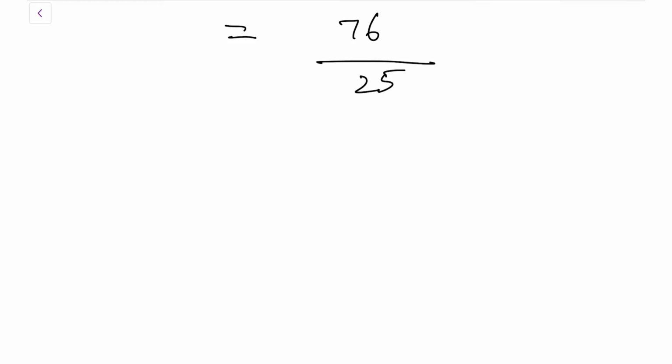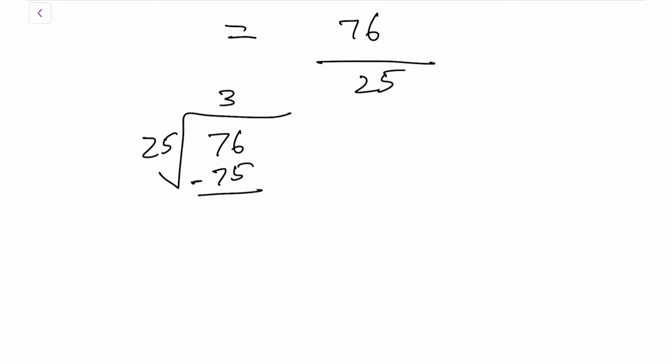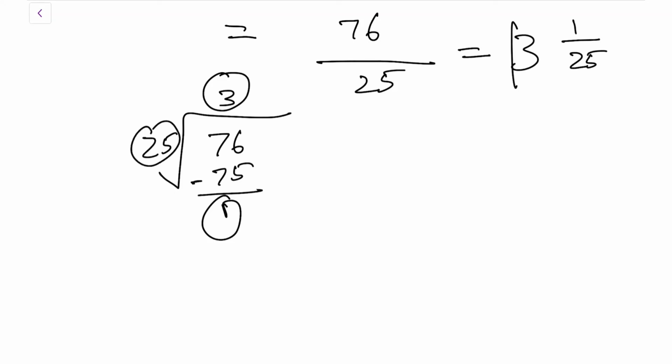You can also simplify it as 25, 76, 25 3s is 75, remainder is 1. Therefore, the whole number part is 3 and the fractional part is 1 by 25. This is your answer. This is how you can solve this word problem.